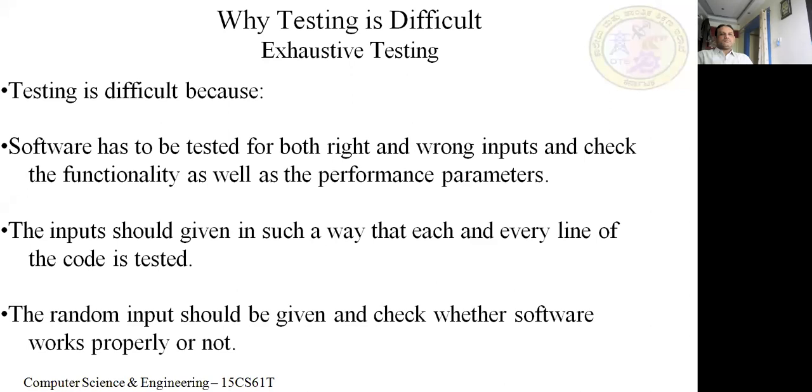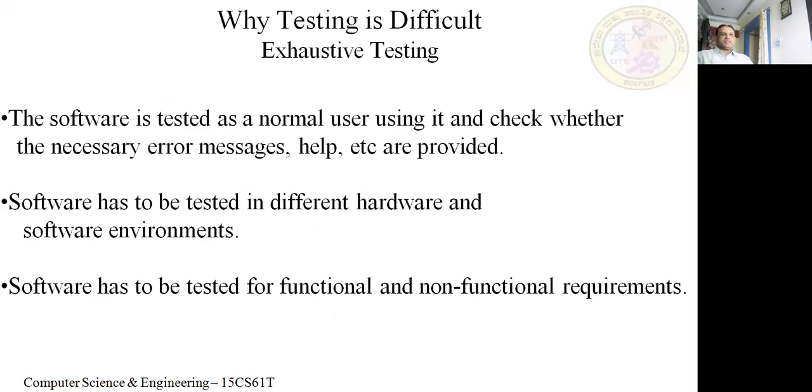Testing is difficult because software has to be tested for both right and wrong inputs and check the functionality as well as the performance parameters. The input should be given in such a way that each and every line of the code is tested. Random input should be given and we check whether the software works properly or not. Because of these points, we say that testing is difficult. We call this exhaustive testing also.